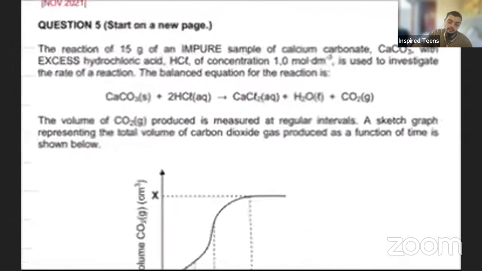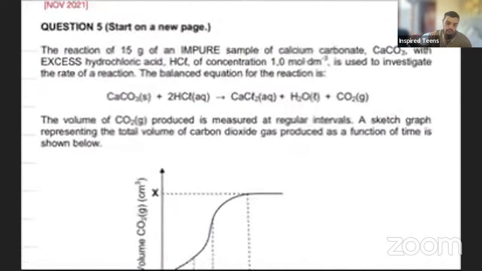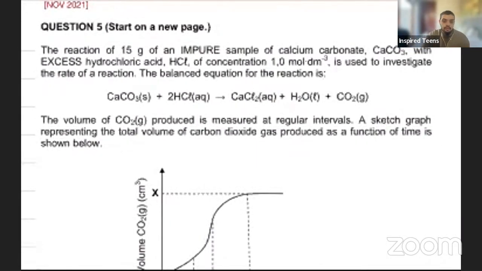Let's have a look at the next question. We're going to try and do 3 questions. November 2021, question 5. The reaction of 15 grams of impure sample of calcium carbonate, CaCO3, with excess hydrochloric acid, HCl, of concentration 1 mole per decimeter cubed. Again, don't worry about the excess. Don't let it scare you.